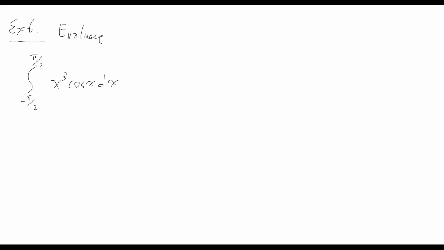Now notice that these two functions, x cubed, that's an odd function, right? And cosine x, that's an even function. So an odd function multiplied by an even function is an odd function. If you have an odd function going away from 0 the same distance, what you have is something like this. So assuming that we're just looking at x cubed, going from here to here, negative pi over 2 to pi over 2.